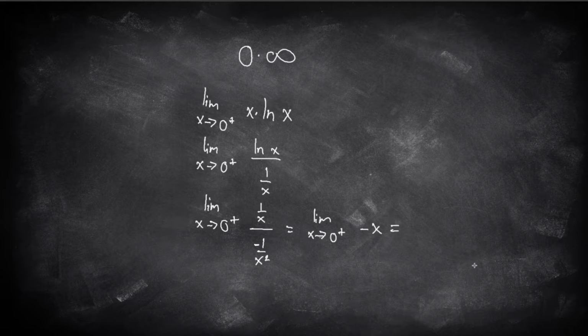And that will give that as x approaches 0, negative x approaches 0. That means this is 0, and that this is 0. So that means the limit of x times ln of x, natural log of x, is 0.